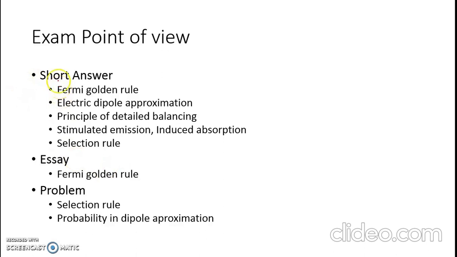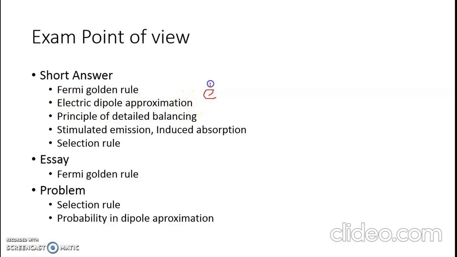These are the most frequent short answer questions. You'll be asked to define Fermi golden rule. You just have to make the statement of Fermi golden rule and write down the equation. One of the most frequent short answer questions is electric dipole approximation. What is electric dipole approximation?